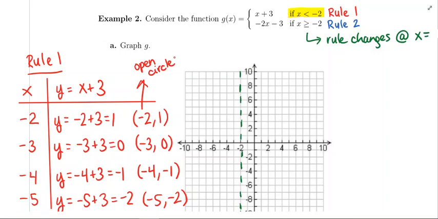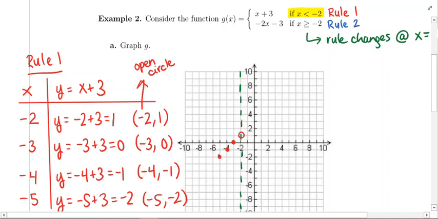The only place you can possibly have an open circle is where the rule changes, so along that green dotted vertical line. Okay? All right, so here we go. We're going to go ahead and plot out these points. I've got an open circle at -2, 1, and then a closed circle at -3, 0, a closed circle at -4, -1, and then a closed circle at -5, -2. Okay, so you can see the graph starting to come together.